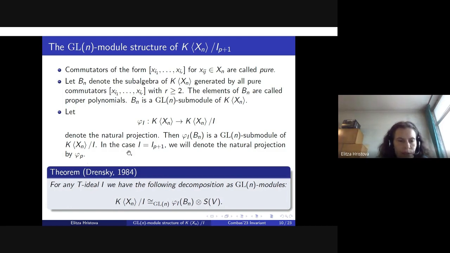And there is one theorem of Drensky which will be very useful for us here. It says that as GL_n modules, we have this isomorphism. So the relatively free algebra as a GL_n module is isomorphic to the tensor product of the subalgebra of proper polynomials times the symmetric algebra of the vector space V with basis x_i. So V was the vector space with basis x_1 through x_n. And this holds for any T-ideal I.